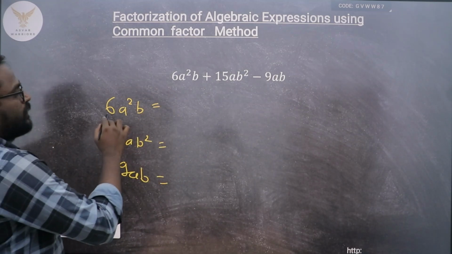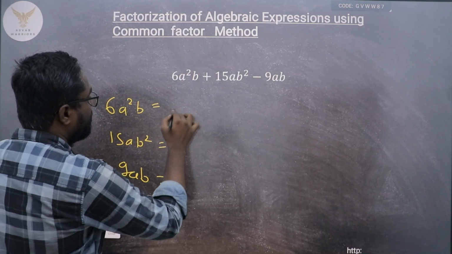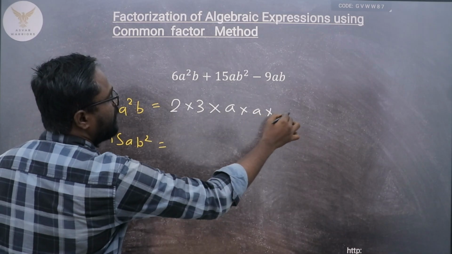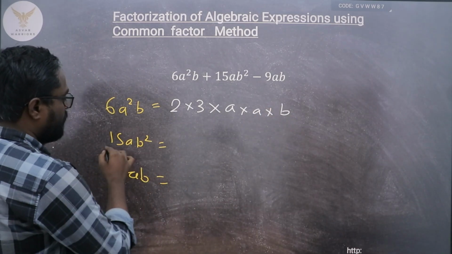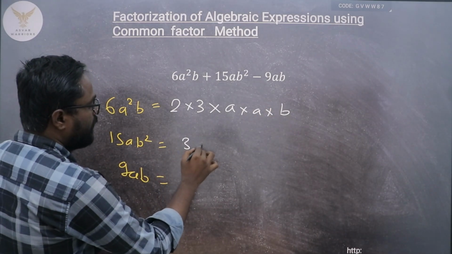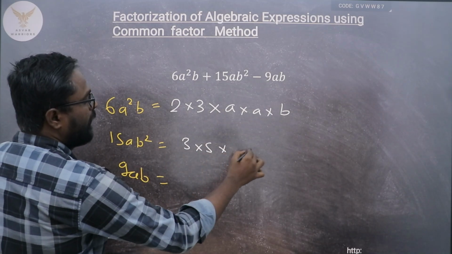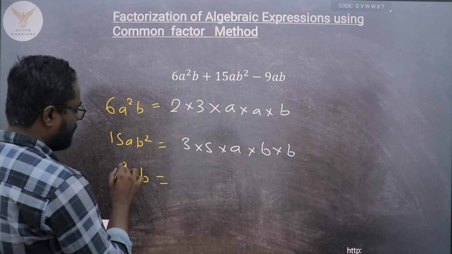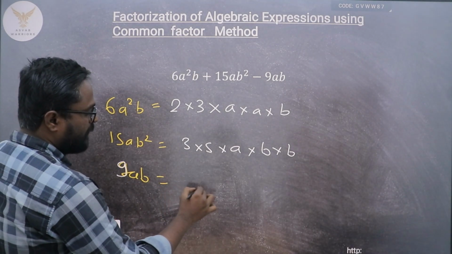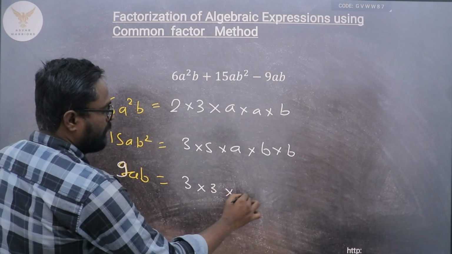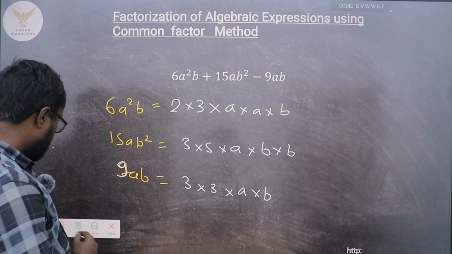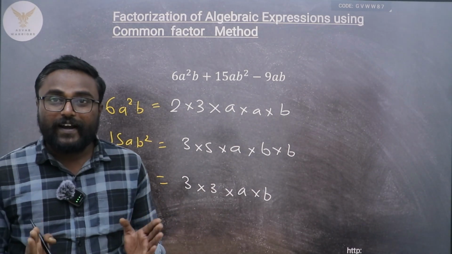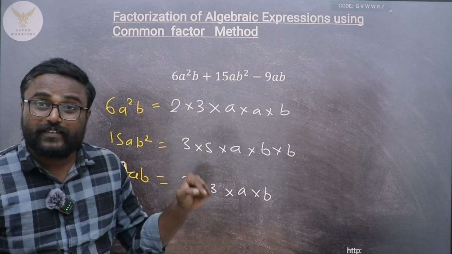So, 6 can be written as 2 times 3 times, a square can be written as a times a, and b can be written as it is. 15 can be written as 3 times 5 times a times, b square can be written as b times b. Remember this is 9; 9 can be written as 3 times 3 times a times b. Remember, whenever you want to find the common factor between 3 terms, you need to find the factor that is common for all 3 of them.